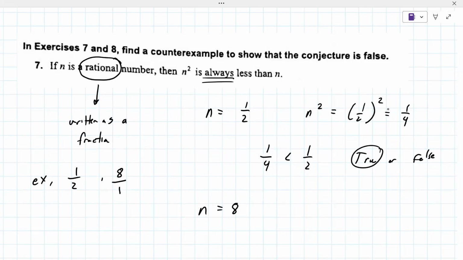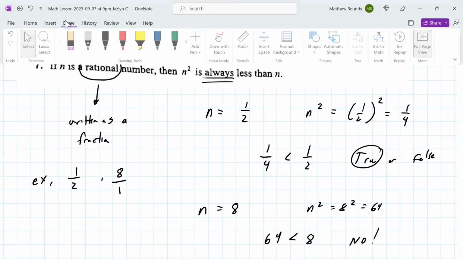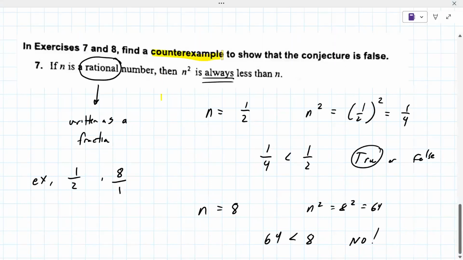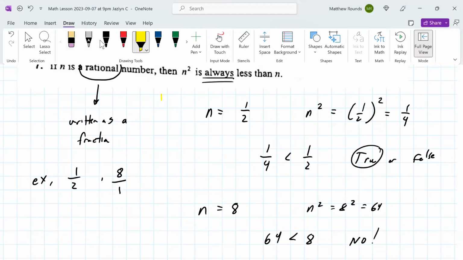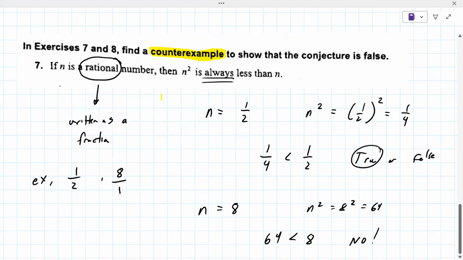Let's say n is 8. Well, n squared is 8 squared, which is 64. Is 64 less than 8? No. So can we say that it's always true? No. And that's why it says here to find a counterexample. It says find something that doesn't work. Depending on your comfort level, you have to kind of look at all the cases and see if you can find one that does or doesn't work. That could be the challenge. So let's keep going here.